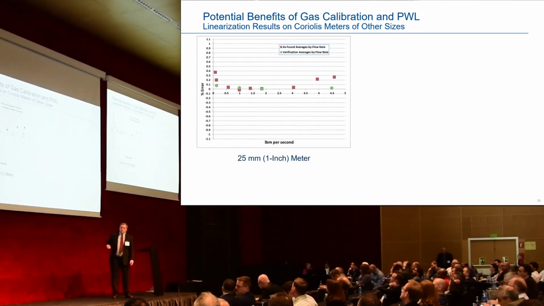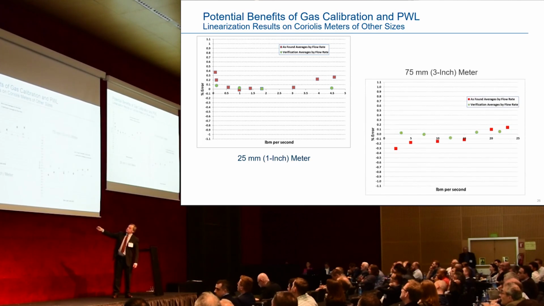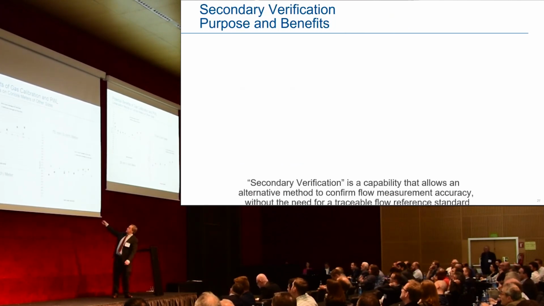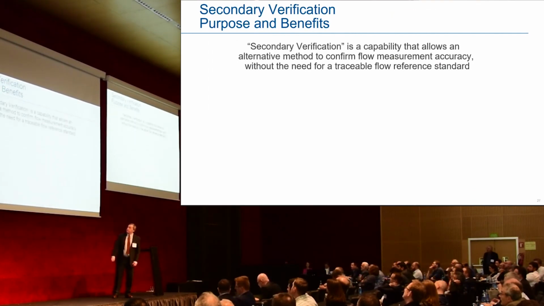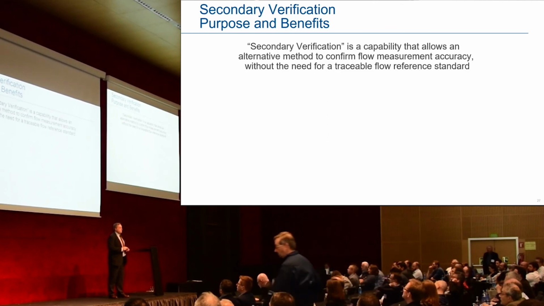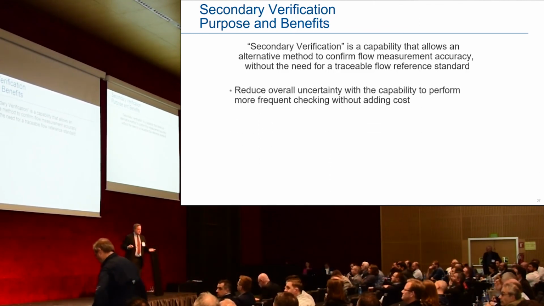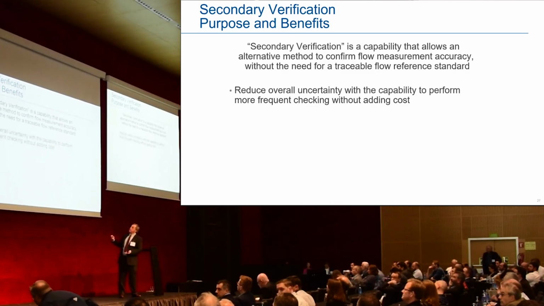These are just examples of other size meters where you can see the plus or minus 0.35% accuracy of these red points was reduced to well within 0.1%. And the same thing here for this 3-inch size meter. So once you've invested in your calibration, being able to verify the accuracy of the meter when it's installed and operating is the other part of AGA11 that we talked about.